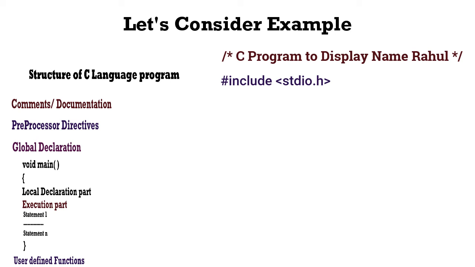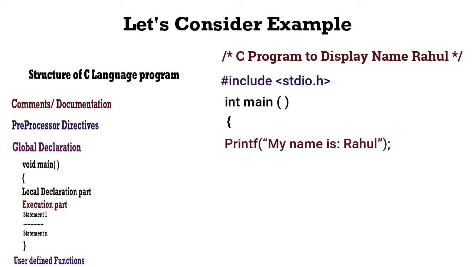Next is the global declaration section. But in this C program it does not require any global variables, so I will not include this section. Next is the main function. So I will include int main followed by the open curly bracket. It consists of two parts, a local declaration part and an executable part. Here I will not include the local declaration part, only the executable part, since I am not using any variables. So I will include only the executable part as printf("My name is Rahul"); then return 0; then closing the curly bracket.